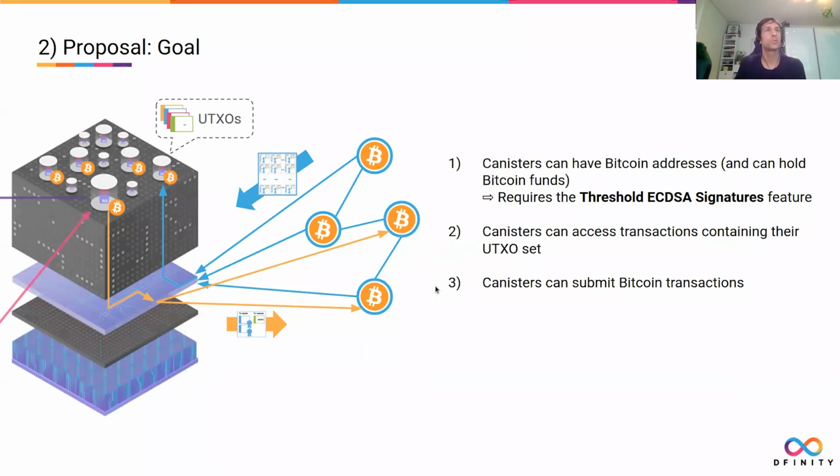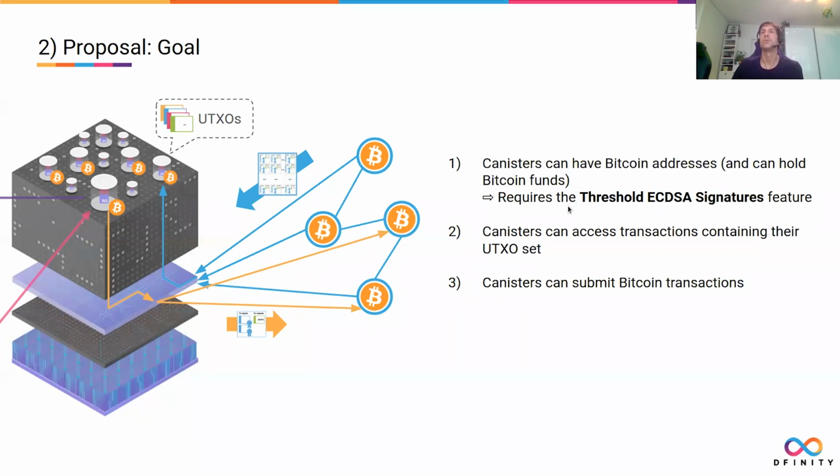So taking a bit of a closer look, there are essentially three features we need here. First of all, of course, canisters must be able to have Bitcoin addresses, right? That is the requirement to hold Bitcoin funds. And that itself requires what is called threshold ECDSA signatures. And that actually is a feature on its own. And there is another community conversation talk later today about this feature. So as far as we are concerned, this functionality is there. We have a very strong dependency on this feature. We assume it's there. So it's not part of what we're proposing.